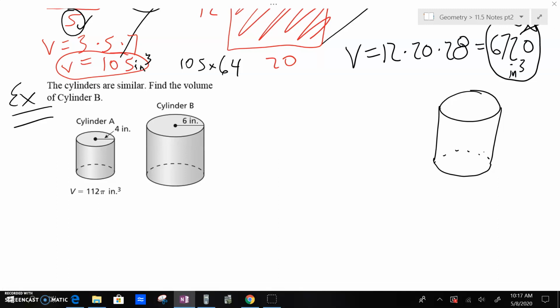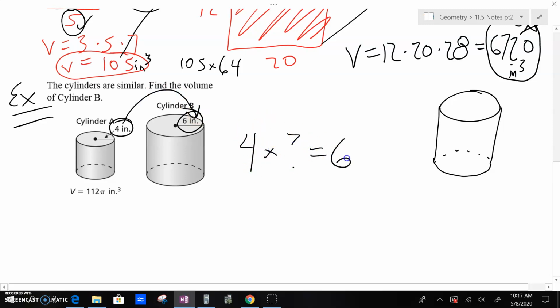So you could certainly draw these 2 cylinders, cylinder A and cylinder B, and they're asking for us to find the volume of cylinder B. And you notice what they did for us was they gave us the radius here, they gave us the radius here. That gets us our scale factor. So we're saying 4 times some number is going to get me 6. Well, this is a pretty easy algebra thing to solve. Divide both sides by 4. And that scale factor, or that some number, is 1.5.